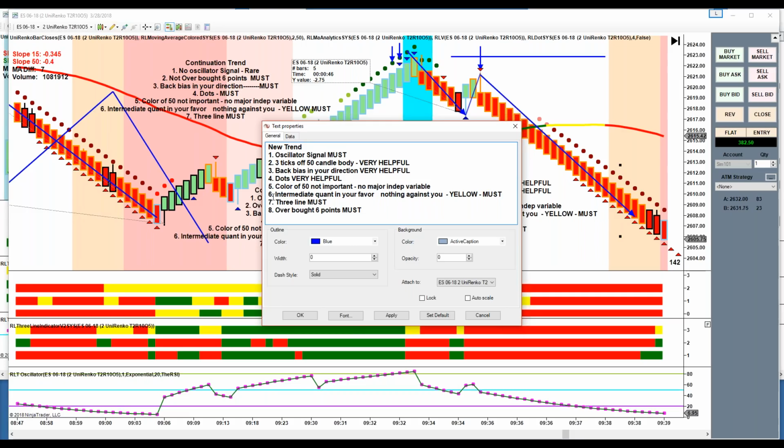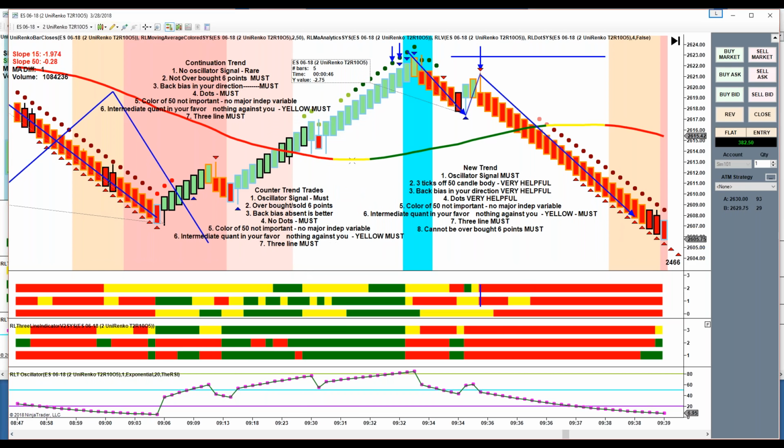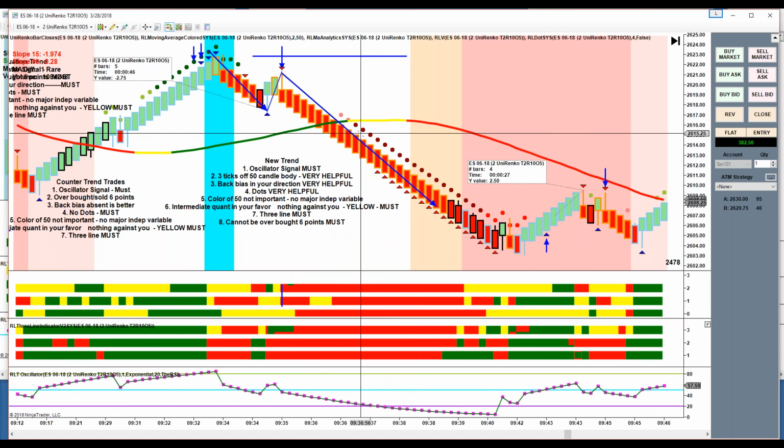Now, the intermediate quant, which is the middle quant, must be in your favor, and the major and minor must be at least yellow. If you got them on top of it, it's cake. But you've got to have the intermediate. You must have the 3 line, and you cannot be overbought or oversold. And that's 6 points to the upside or 6 points to the downside. And right now, the market is in the process of collapsing. So let's take a look at the trades, and we'll look at some of the trades that I took.